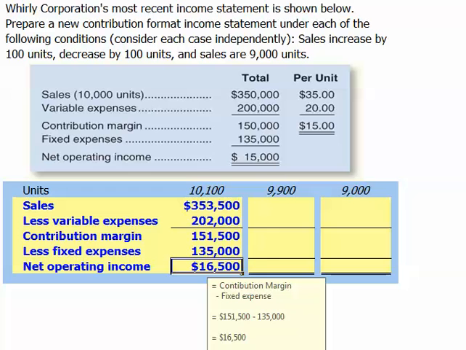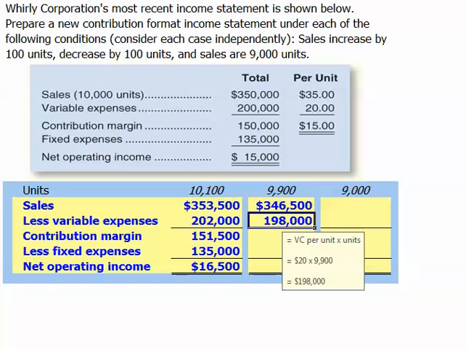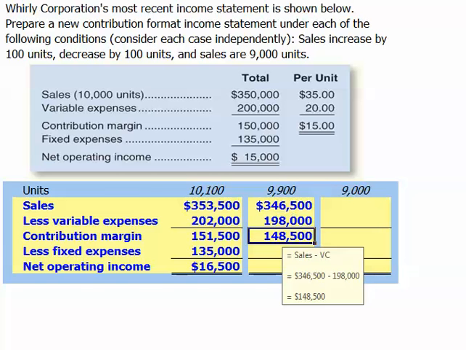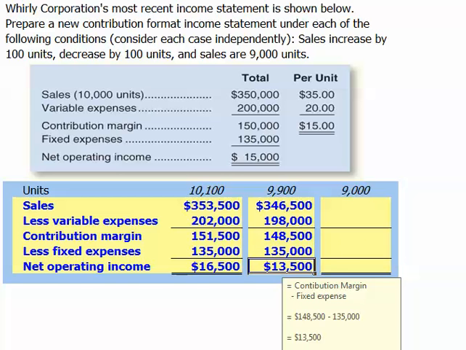If sales were to decrease by 100 units to 9,900, our sales revenues would decrease to $346,500, which is the $35 per unit times 9,900 units. Our variable cost would be $198,000, and our contribution margin would be $148,500. Our fixed costs remain constant at $135,000, which means our net operating income will be $13,500.